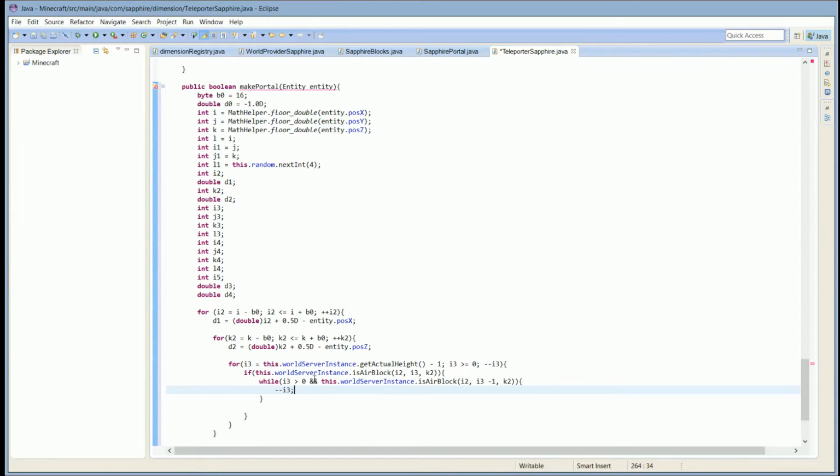So this is saying if this instance is an air block at I2, I3, and K2 at the X, Y, and Z, it seems, while I3 is greater than 0, so while the height is greater than 0, because you don't want to be standing underground, and this is an air block below where you're standing, then you don't want to continue past I3. So you don't want to continue. So that's going to break. Because if you have an air block where a block should be, then it's obviously not going to work.